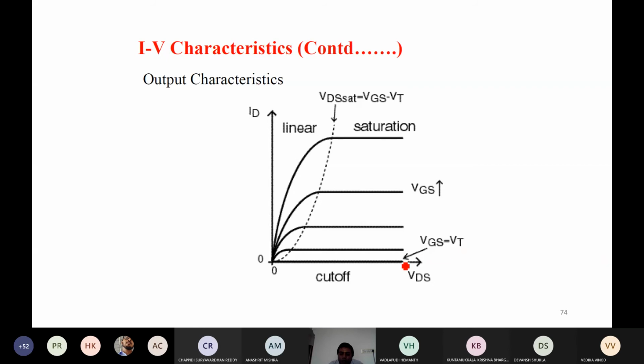VGS is just equal to VT. Here the current equation is shown, and further you are increasing VGS greater than VT. Then this is the characteristic. Further VGS is increased. So wherever current is constant, that is the saturation region, and below VD set, when VDS is less than VD set, starting from 0 to VDS equal to VD set.